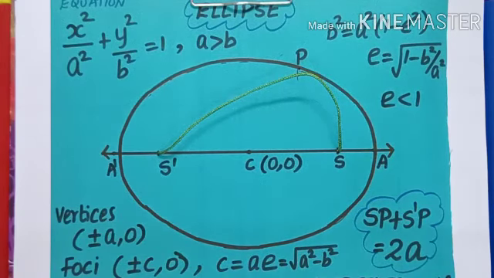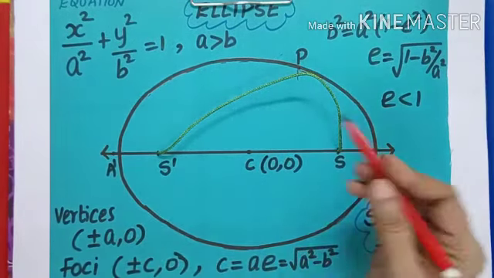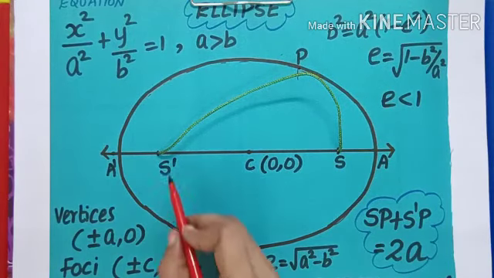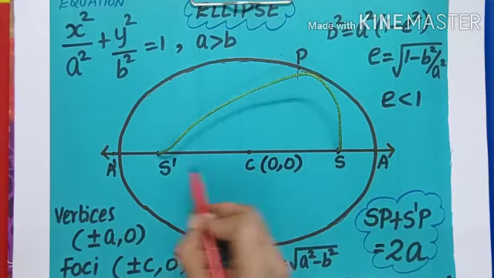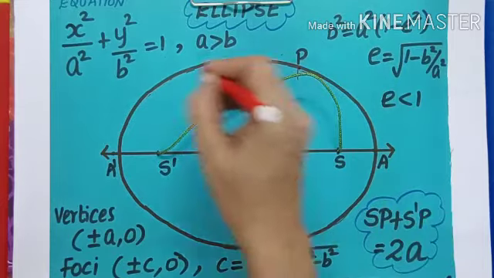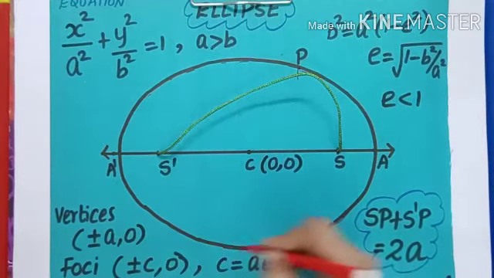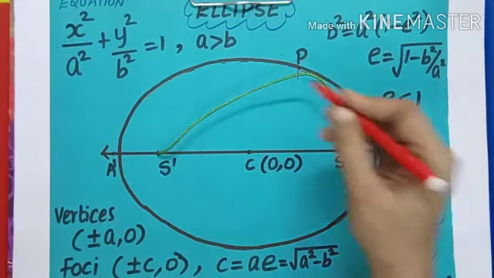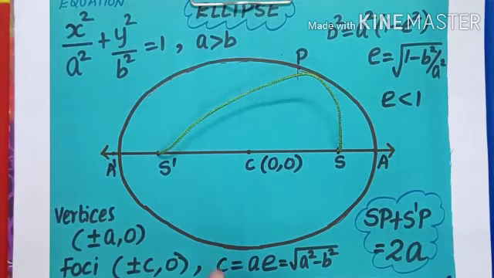Can you remember any shapes of an ellipse like this? Remember, the Kho-Kho players will be sitting along a line. The person who is running about will form an ellipse. In these problems, we use this idea: SP plus S dash P equals 2A.